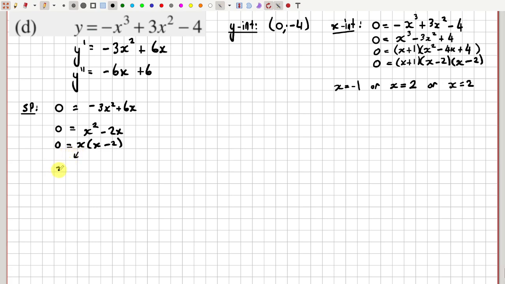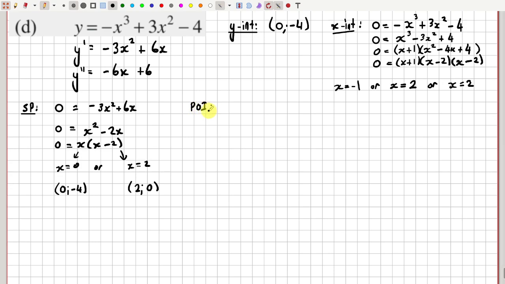We'll get x is equal to 0 or x is equal to 2. Okay, we are looking for stationary points on the original function. So we take this and we sub it back into our original equation. And if you do that, you'll get that the turning points will be at 0 and -4. And the other turning point will be 2 and 0, which we expected over here, and we also expected that over here. So this is going to turn into a very interesting graph.